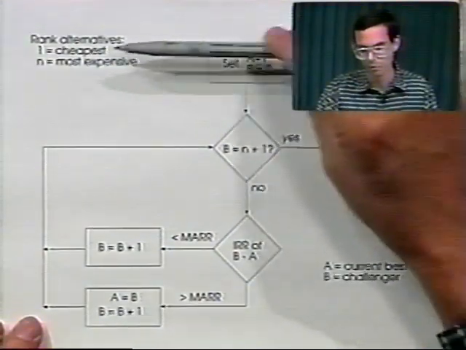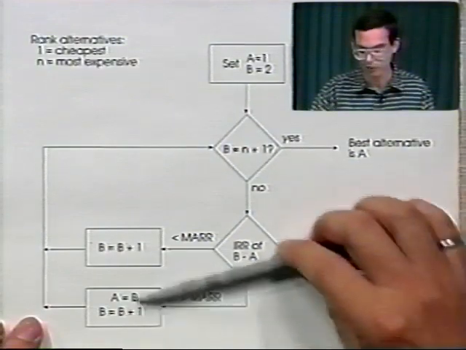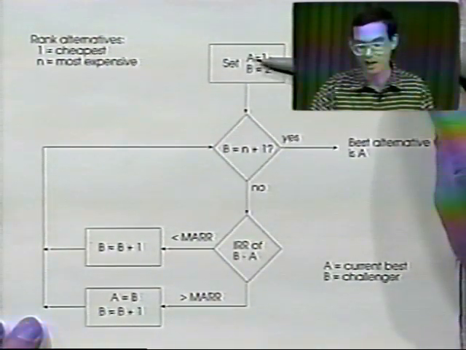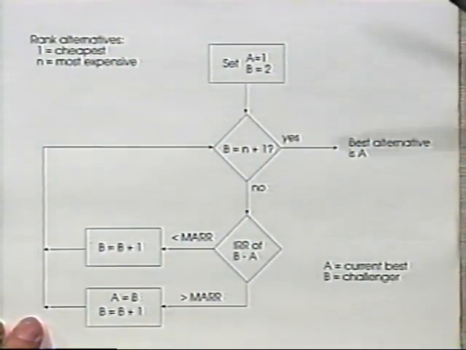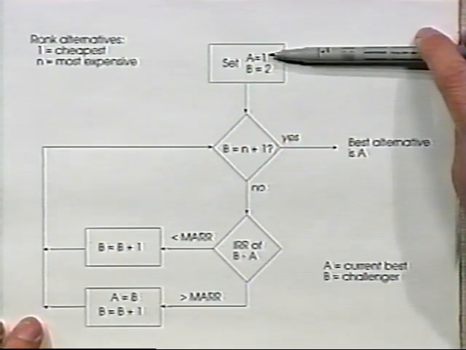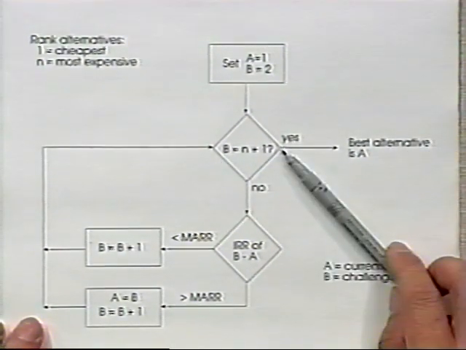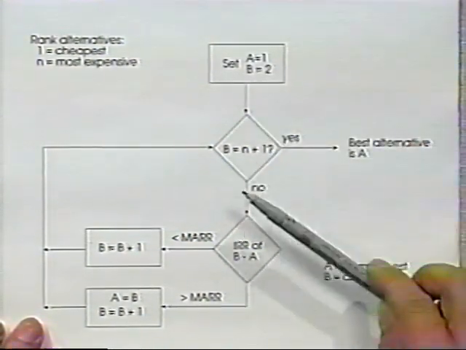So we'll call number 1 the cheapest and number n the most expensive. And we go through this flow chart setting values of A and B, where A is the current best alternative and B is, if you like, the challenger. I've noted that down in the corner here. So to start with, we start with the cheapest alternative being A, and the next cheapest one being B. This box here checks to see if we've reached the end of our process, having looked at all the alternatives. Certainly, we haven't completed it the first time through.